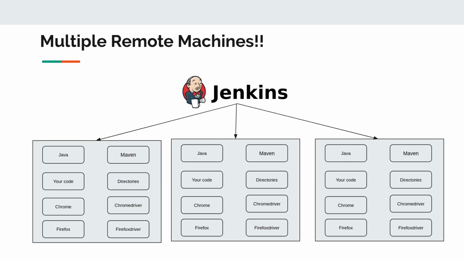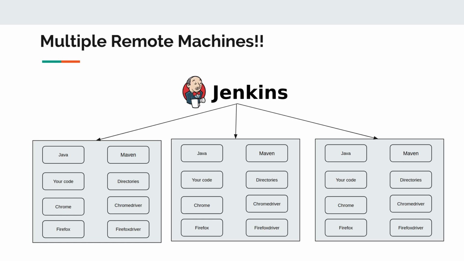In this case you have multiple machines, 1, 2, 3, 4, 5, you could have n number of machines, and all the machines should be set up with all the dependencies. The same Java, Maven directories, the Chrome drivers, everything has to be present on all the machines. Let's imagine that you want to upgrade Chrome, or Java, or Maven. Now can you imagine how many machines you have to go and update? This is a lot of pain.